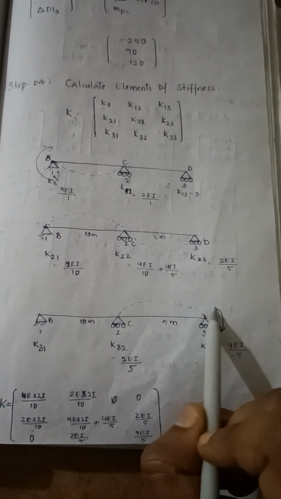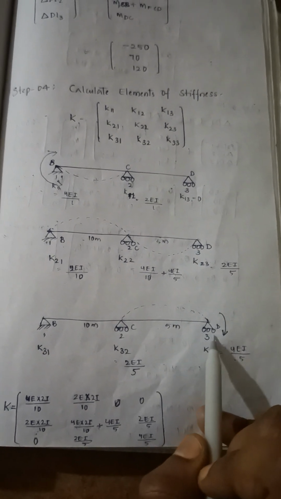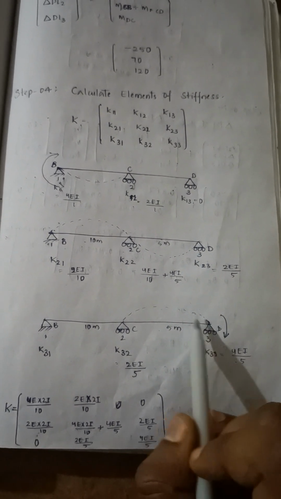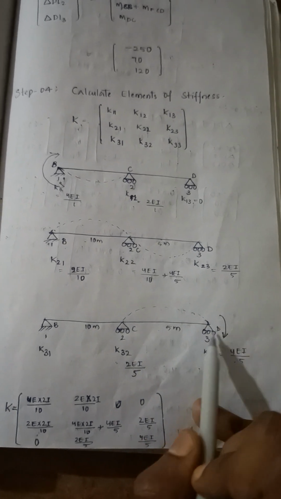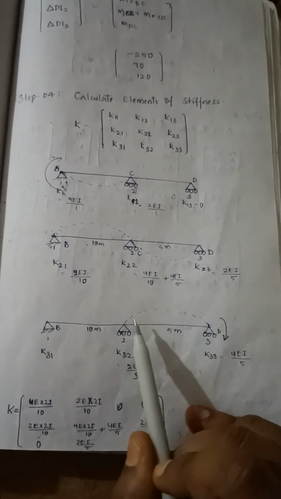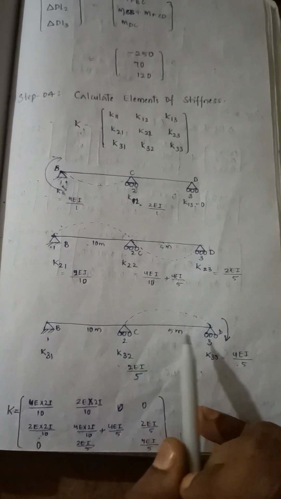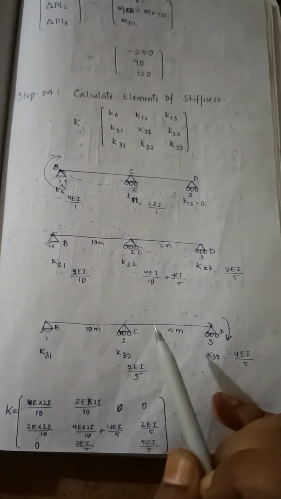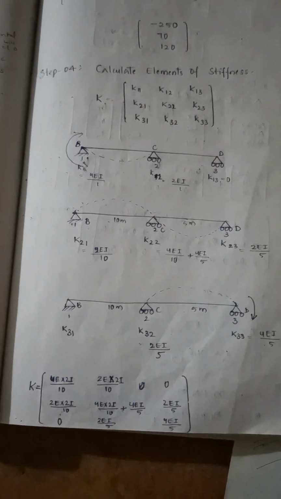Next, to find K31, K32, K33, we need to apply unit rotation at this joint D. So if we apply, you will get like this. Here you will get 4EI by LCD. Here you will get 2EI by LCD. Here 0. In this way, we can find the stiffness matrix values.